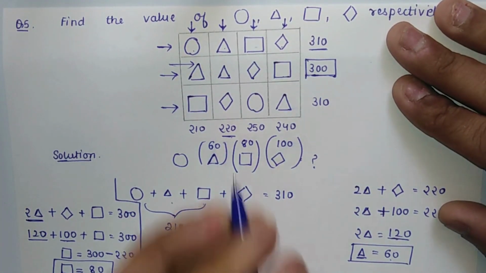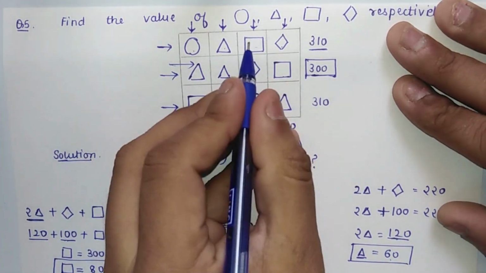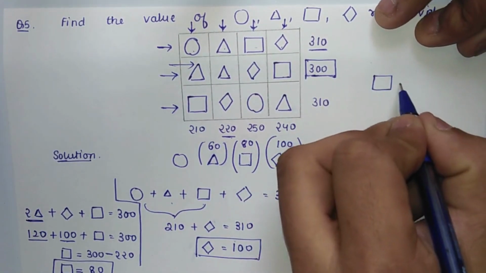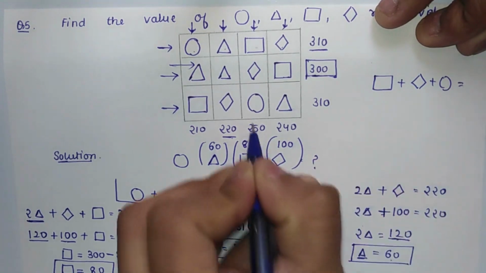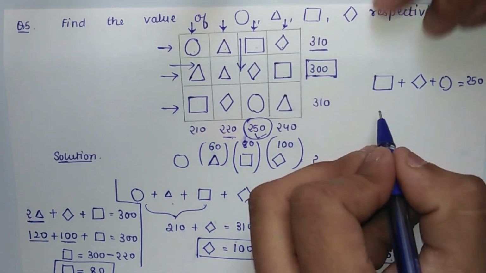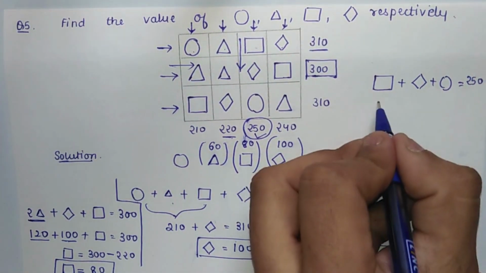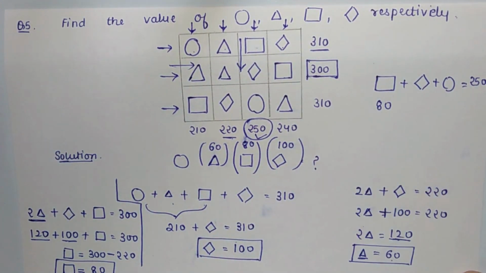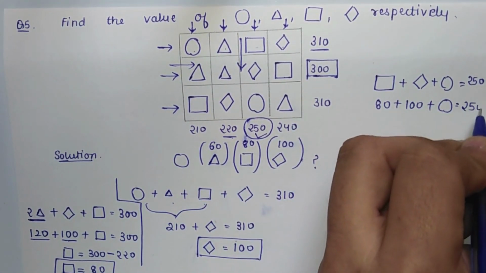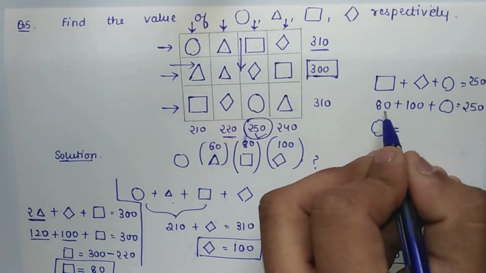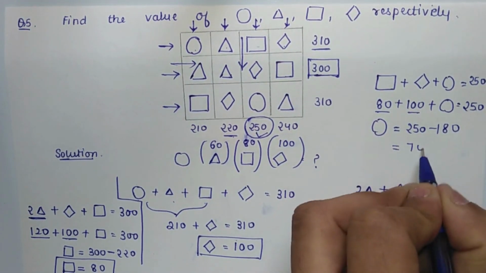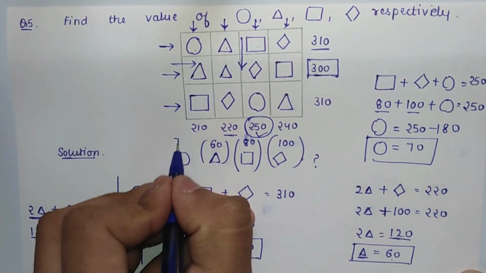Now we have to calculate just one more value, for the circle. So how do we calculate circle? Let's see column number 3. If you go by column number 3, it is given that square plus diamond plus circle is equal to 250, because we are going vertically. Now we take the value of square as 80, because we have calculated it before. Diamond we know the value, this is 100, and for circle we have to calculate the value, and this is equal to 250. So for circle we'll get 250 minus 80 plus 100, which is 180. So 250 minus 180 gives the value as 70. So value of circle is 70.